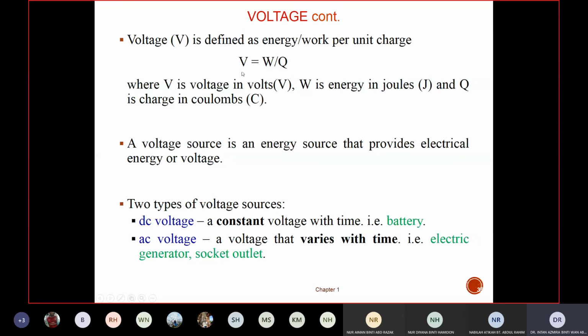Voltage and energy. We have two types of voltage sources, DC and AC. DC is constant voltage with time. For example, a 12 volt battery is a constant voltage. AC voltage is a voltage that varies with time, for example, an electric generator or socket outlet. So let's say we have a sine wave; AC voltage follows that sine wave, a voltage that varies with time.